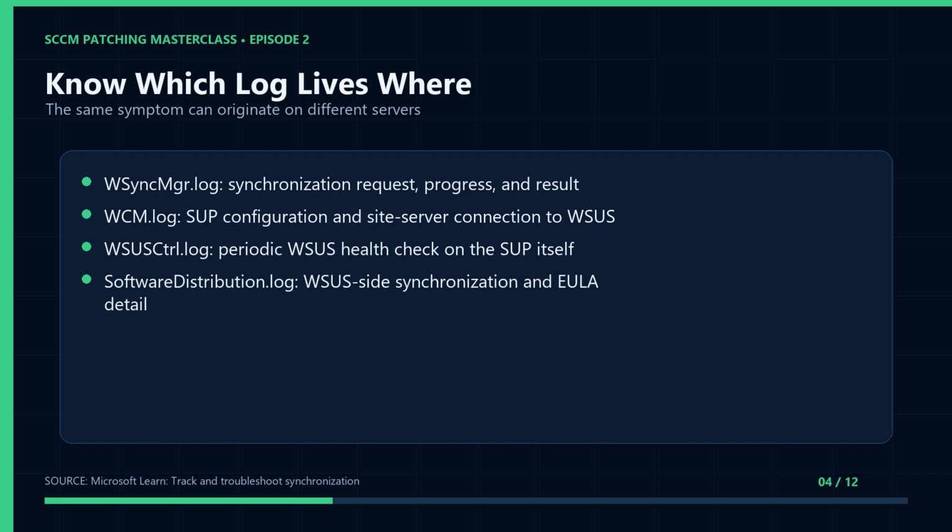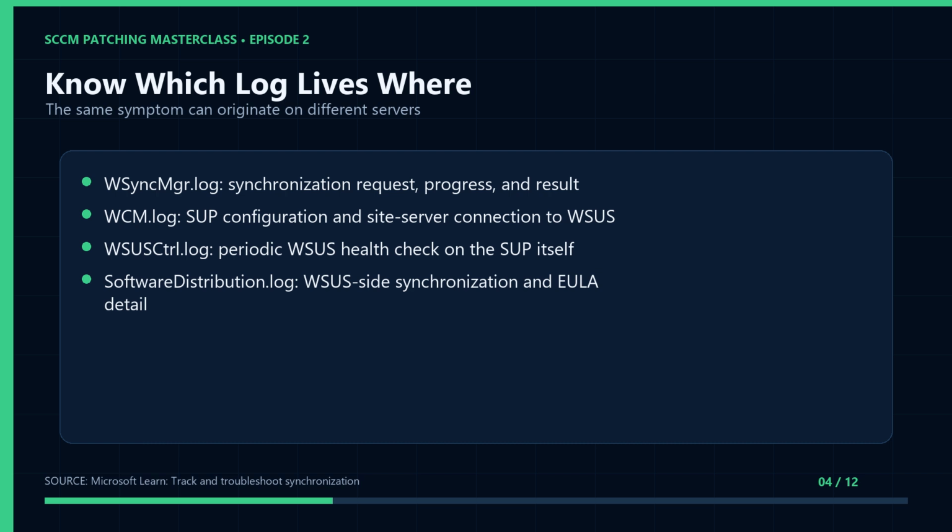If WSUS is remote, the WSUS administration console must be installed on the site server so the required APIs are available. When WCM or WSyncMgr shows HTTP 401, 403, 407, or 502, treat it as an authentication, authorization, proxy, or gateway problem. Verify the Update Services service and WSUS website, the correct fully qualified server name, and site server connectivity to a remote WSUS instance.